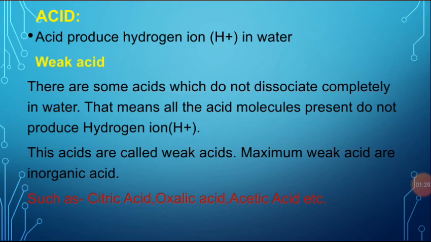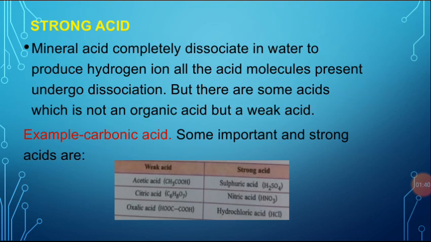Most weak acids are organic acids, such as citric acid, oxalic acid, acetic acid, etc. Strong acid: mineral acids completely dissociate in water to produce hydrogen ion. All the acid molecules present undergo dissociation. But there are some acids which are not organic acids but are weak acids, such as carbonic acid.